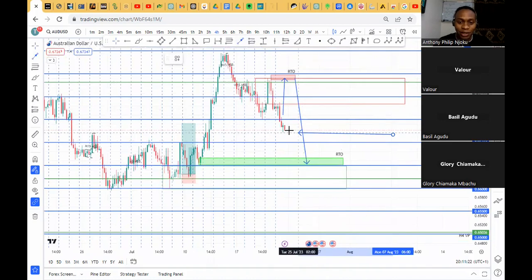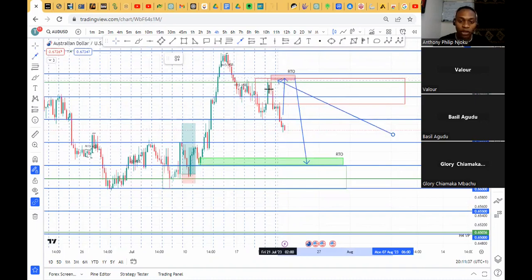So for AUD/USD, the same setup. AUD is against the dollar. If the DXY is going down, AUD/USD should be going up. So I expect the AUD/USD to come back into this return to origin. 15 minutes return to origin.